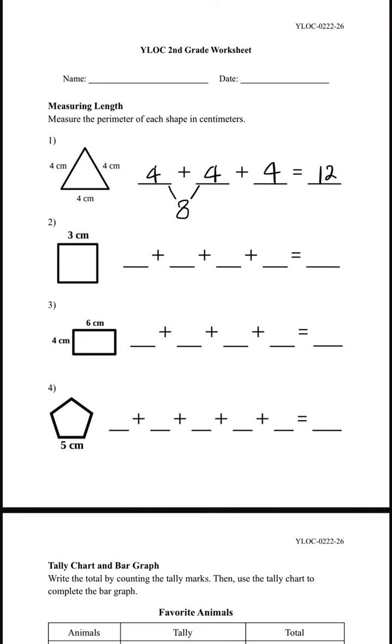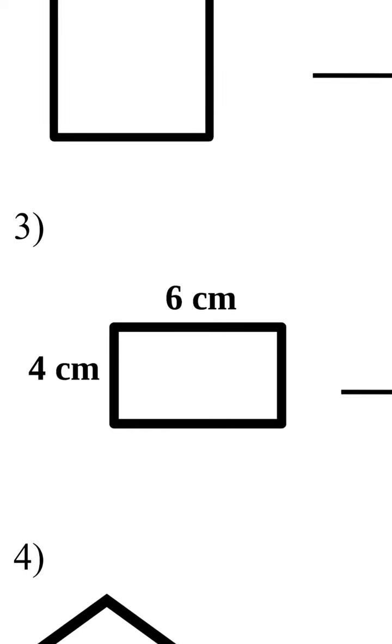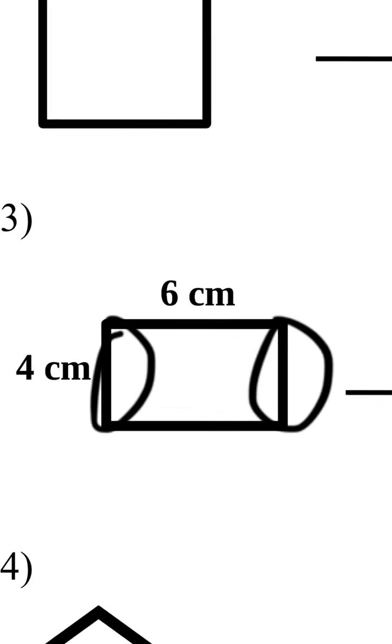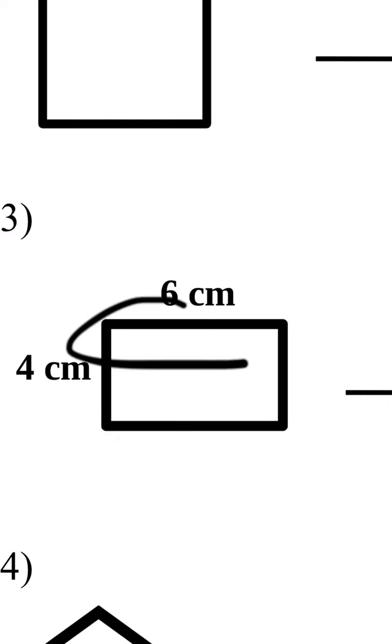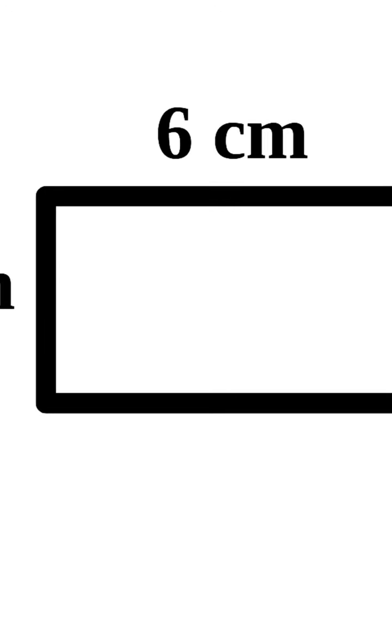Let's look at number 3. For number 3, it doesn't show all the lengths of each side. However, this side are equal, and the top side and the bottom sides are equal. So this is also 4 centimeters, and the bottom side is also 6 centimeters.